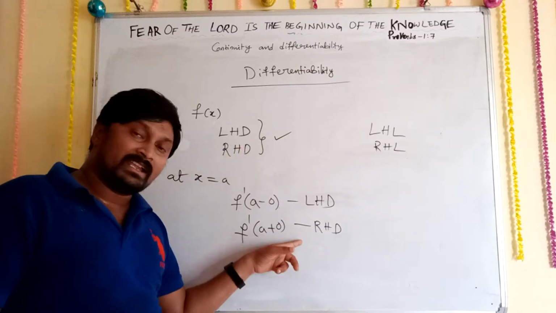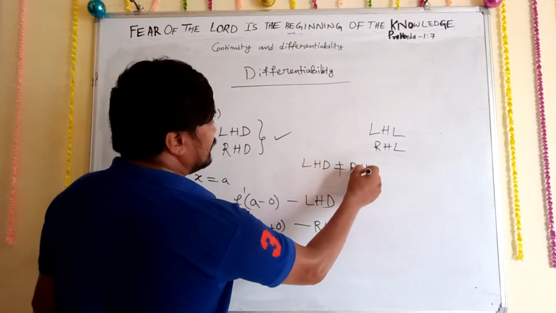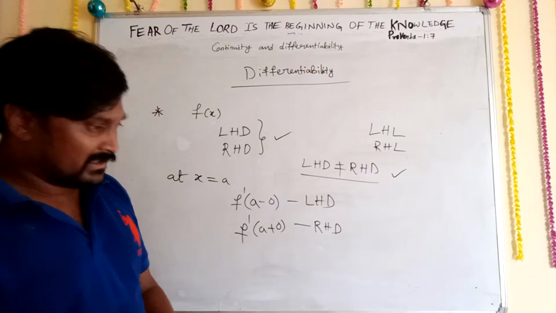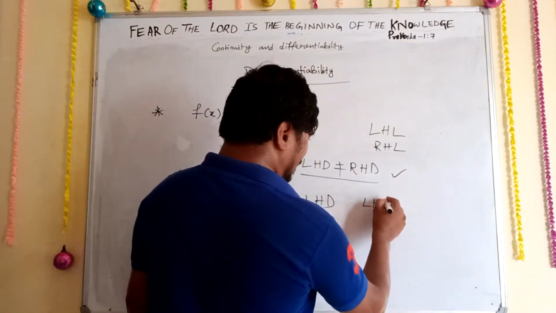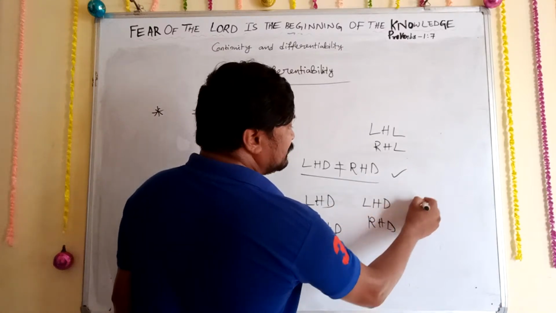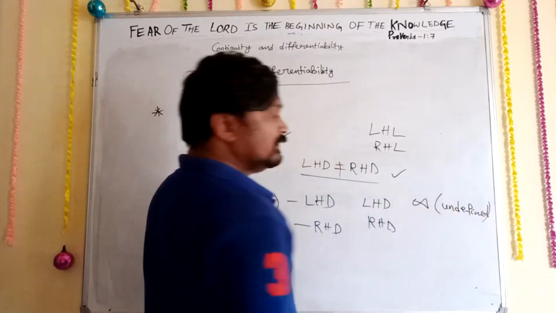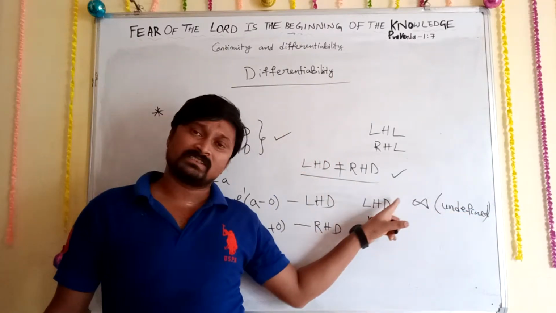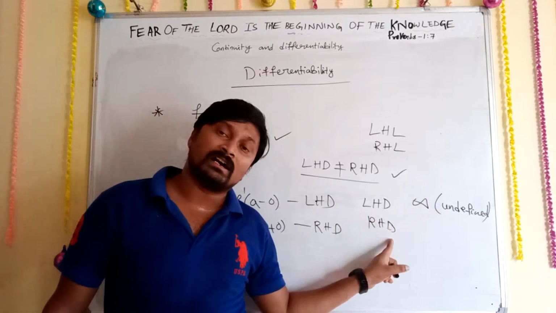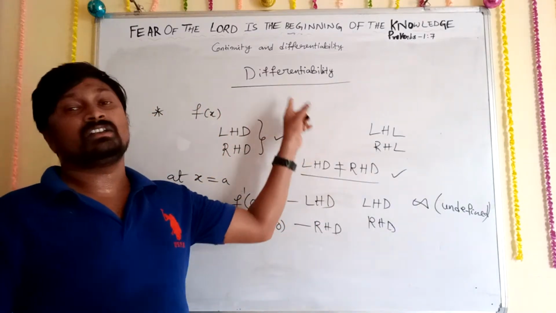If both are not equal, that is, LHD is not equal to RHD, then we can say that it is not differentiable. Not only that, remember one thing here: if the left hand derivative or the right hand derivative you get as infinite, infinite is nothing but undefined. For example, if the left hand derivative you got as undefined, then there is no need to find the right hand derivative. Directly we can say that the function is not differentiable.